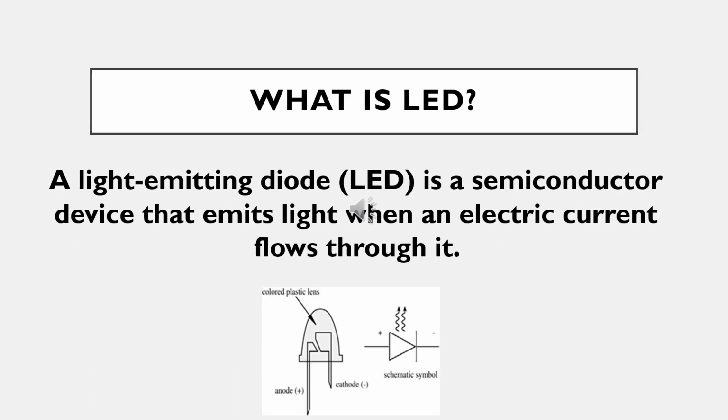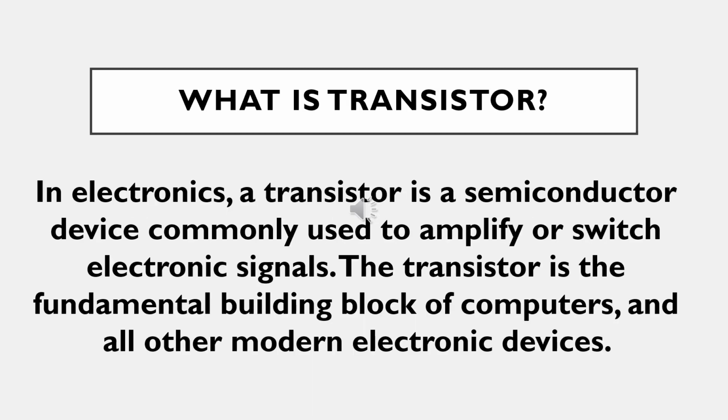What is an LED? A light-emitting diode is a semiconductor device that emits light when an electric current flows through it. What is a transistor? In electronics, a transistor is a semiconductor device commonly used to amplify or switch electronic signals. The transistor is the fundamental building block of computers and all other modern electronic devices.